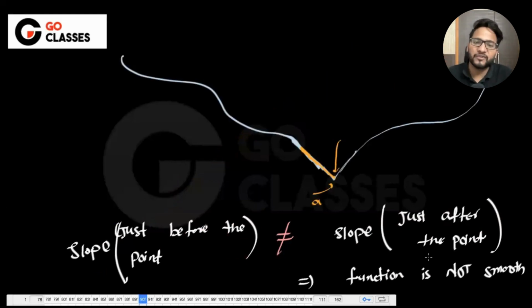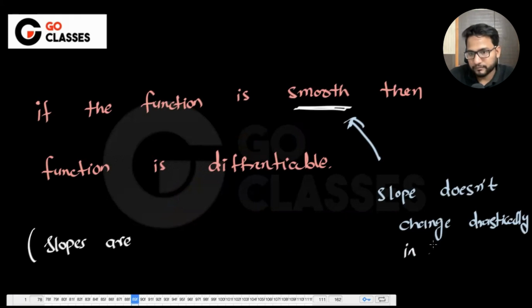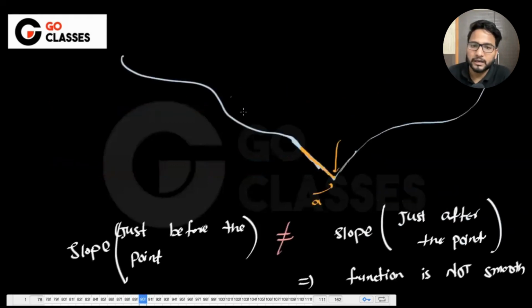When we say the function is differentiable, it means the slopes are not changing drastically. So the function is smooth, which means the slope does not change drastically in the neighborhood. It is very important to write 'in the neighborhood', which means you can't just say, okay, see here the slope is something like this at this point and it is not changing drastically. You can't just look at this point. You have to look in the neighborhood only. The things are defined just for the neighborhood.